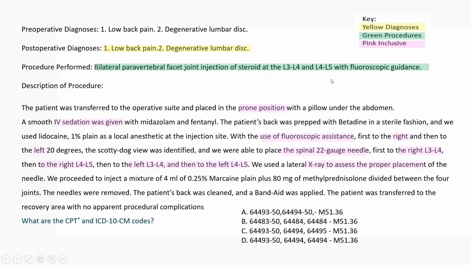The X-ray was used to assess the proper placement of the needle. A marcaine plain plus 80 mg of methylprednisolone was divided into 4 joints. And the correct answer for this scenario is going to be option D.